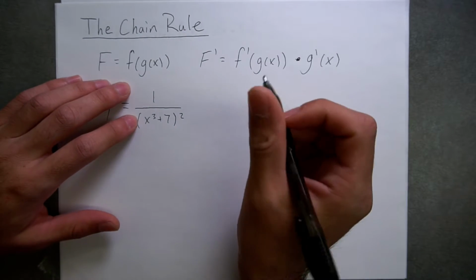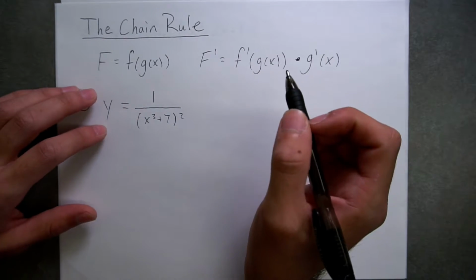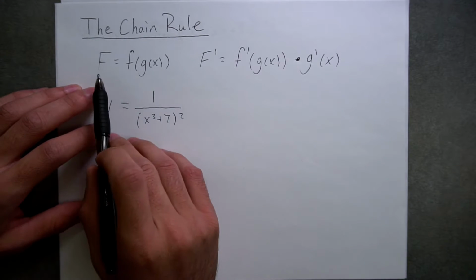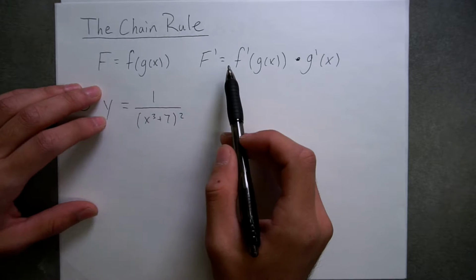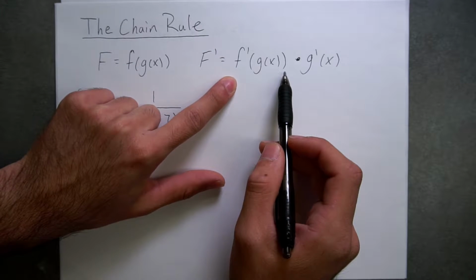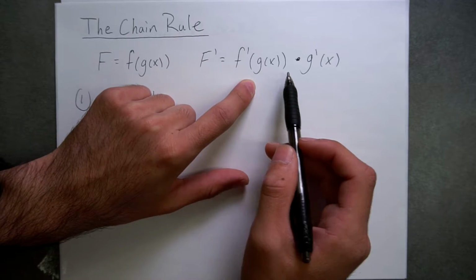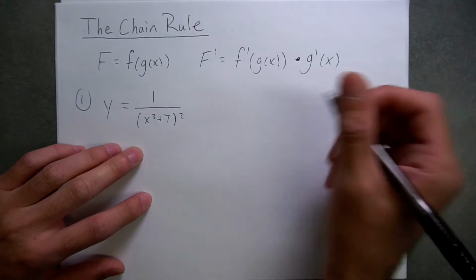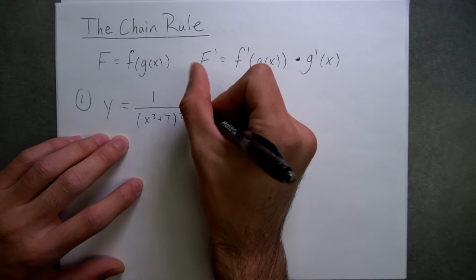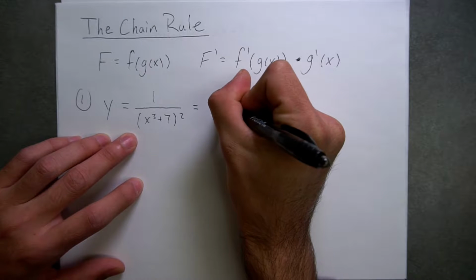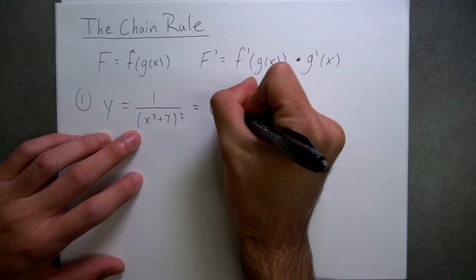Alright, so today we're going to take the derivative of composition functions using the chain rule. So f is equal to f of g of x, and f prime is then the derivative of the outside function, f prime of g of x, times the derivative of the inside function, g prime of x. So for the first problem, we're going to simplify this by bringing this denominator to the numerator.